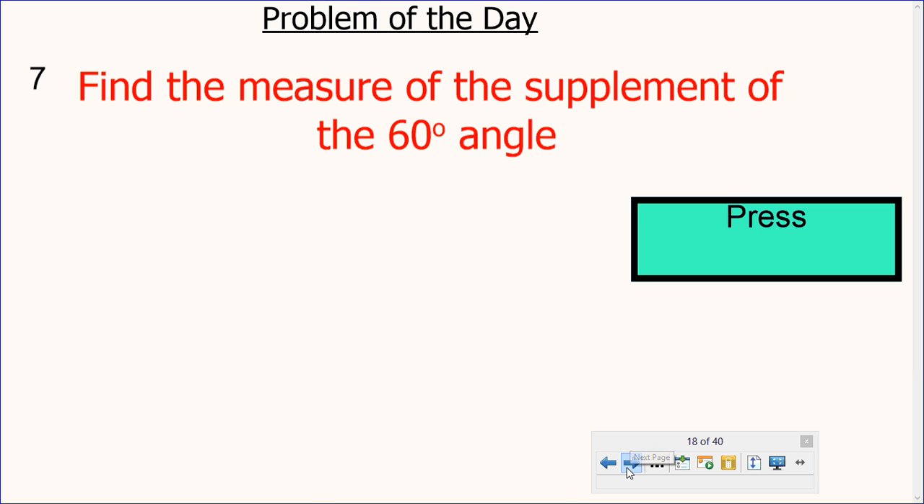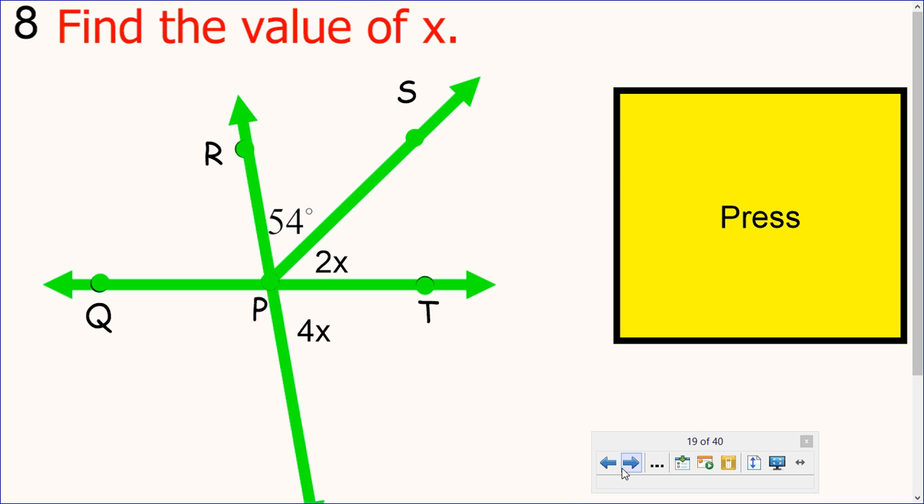Connect your letters. Here's a good question. Find the value of x. Wow, we got a lot of things going on here. So we got a 54 degree, we got a 2x here, and a 4x there. Here we got a line, we got a ray, here we got a line going this way, RP going down that way.